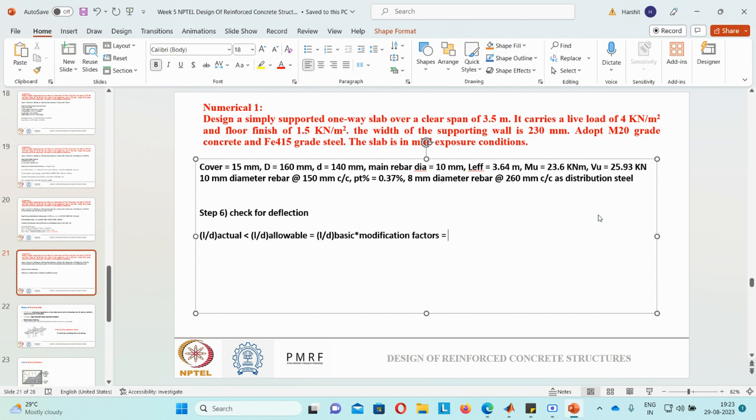Now what are these modification factors? There will be one modification factor if my span is more than 10 m. There will be one modification factor due to tension reinforcement, and one modification factor due to compression reinforcement. In our case, there is no compression reinforcement, so this modification factor will be removed. And in our case, my clear span is 3.5 m only, which is less than 10 m, so this modification factor also I will remove. So I have only one modification factor, which is K2.